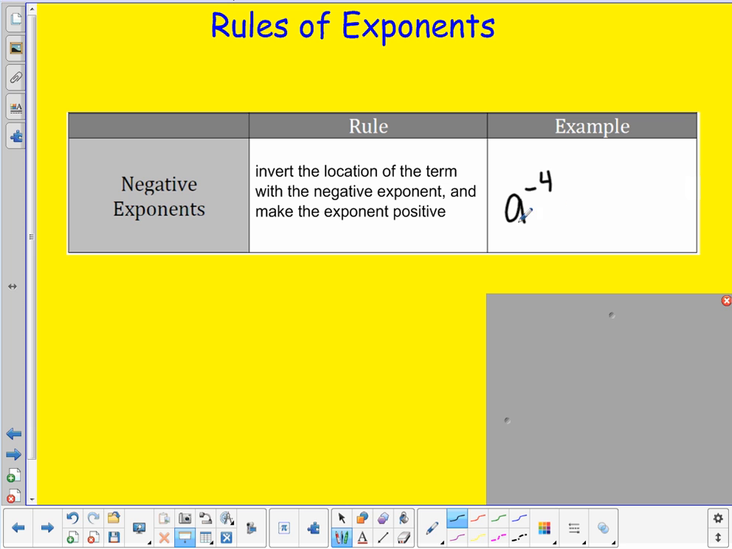Well, that means I have a to the negative fourth divided by 1. So what I need to do is flip this whole power down to the bottom, and that makes my exponent positive. So now when I move it down below, it becomes a to the positive 4. Well, I got rid of everything that was up on the top, so all I have left now is a 1. Okay, so I moved it from the top to the bottom to make that power positive. Flip the location, make the power positive.